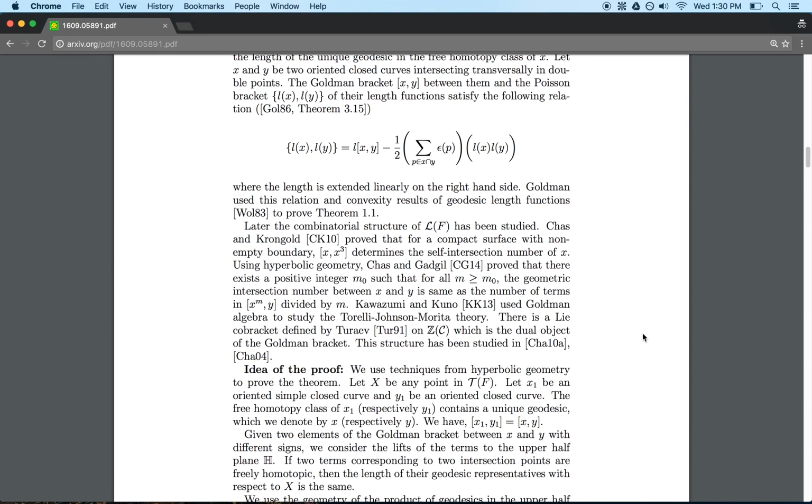Kawazumi and Kuno in 2013 used Goldman algebra to study the Torelli-Johnson-Morita theory. There is a Lie co-bracket defined by Turaev on block Z of C, which is the dual object of the Goldman bracket. This structure has been studied.